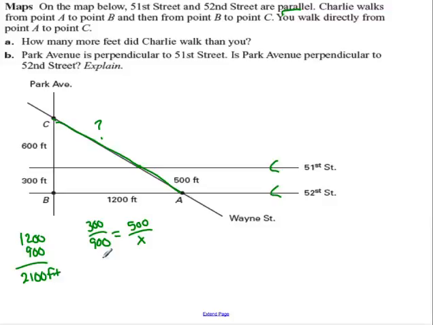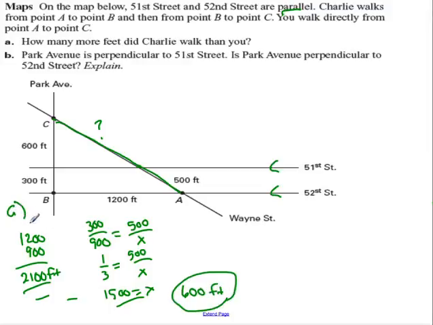Let me simplify just a little bit. This would be 1/3 equals 500 over x. When I cross multiply, that would give me x equal to 1,500. So Charlie walked 2,100, I walked 1,500. If we subtract those two numbers, Charlie walked an additional 600 feet more than me. That's part A. Part B asks you to explain that if Park Avenue, that's this road right here, is perpendicular to 51st Street, like so, is Park Avenue perpendicular to 52nd Street?